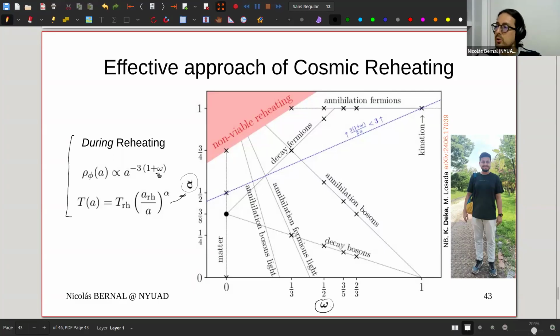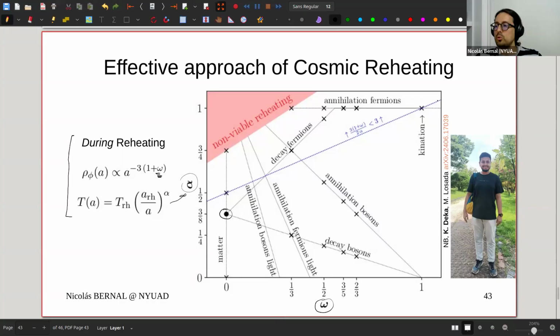And this dot here and these crosses correspond to different models in the literature that you can find for reheating. For instance, this maybe is the usual suspect. This corresponds to a massive inflaton that decays into radiation. So it's matter, equation of state 0, and it decays into radiation, alpha is 3/8.